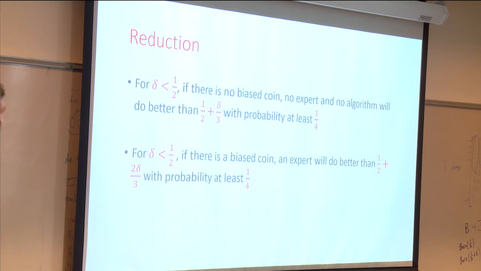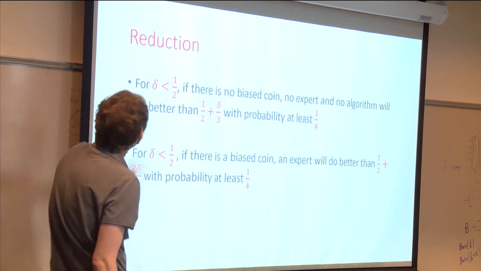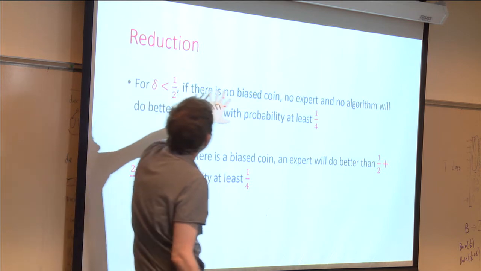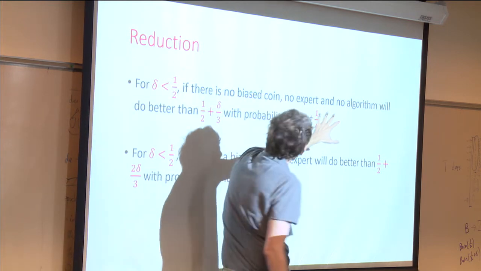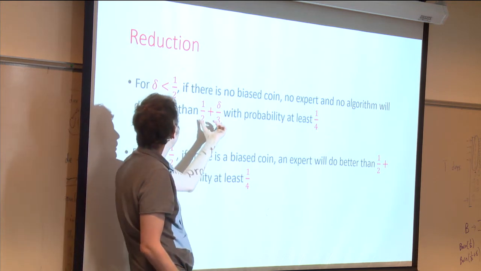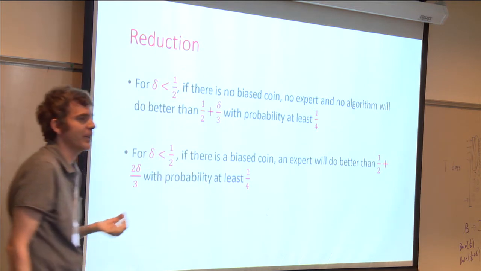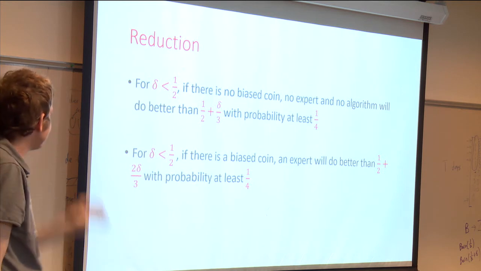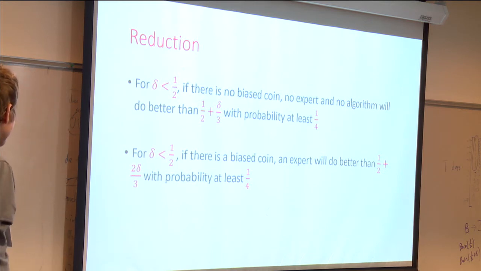So let me formalize that. Here's the no case that was just asked about. If there is no biased coin, no expert and no algorithm will do better than t over 2 plus, say, t delta over 3 days. That's just by Chernoff bounds.